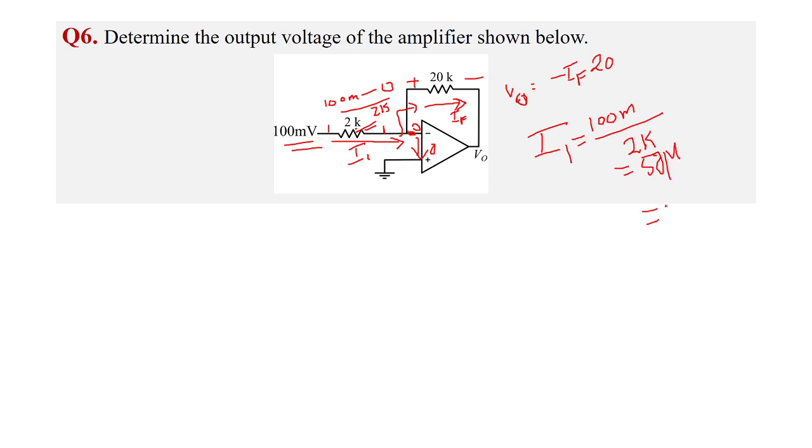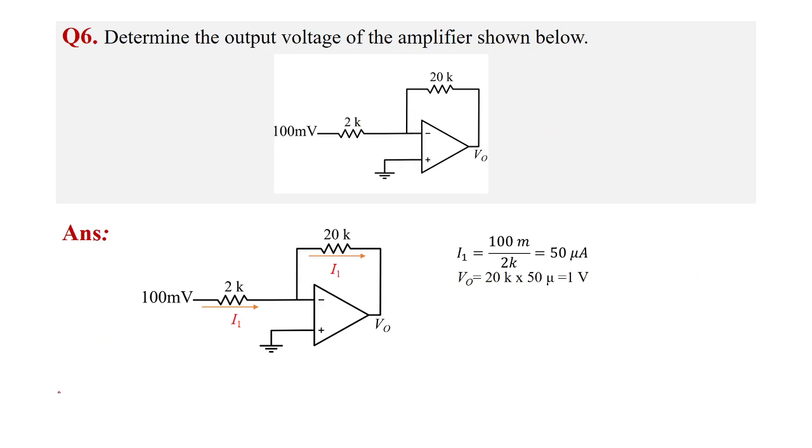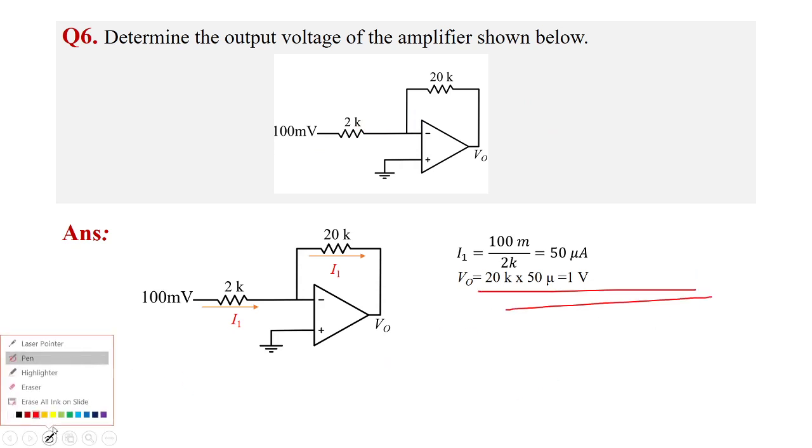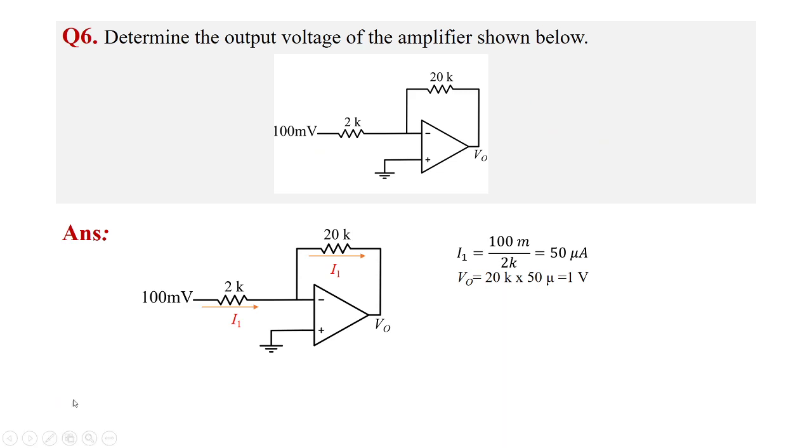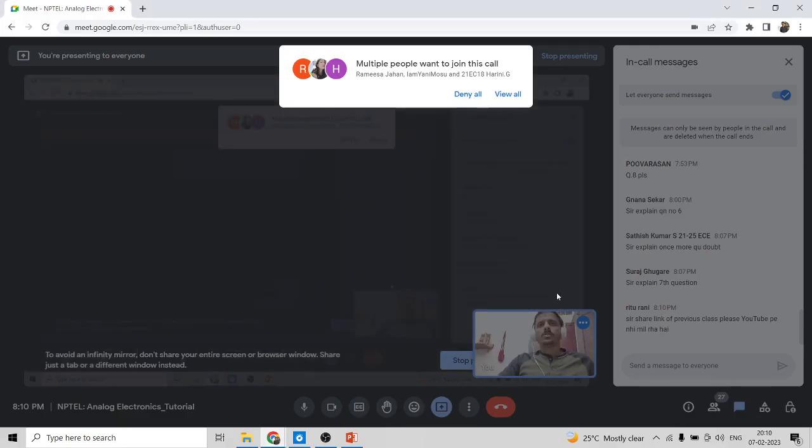So this is actually IF. So what is V0? V0 will be equal to minus IF, so minus 50 micro into 20k, right? So we will get, I guess, 1 volt, right? 1 volt. Okay, so it's actually an inverting amplifier. That's it. Okay, so this is the 6th question, as the student has asked.